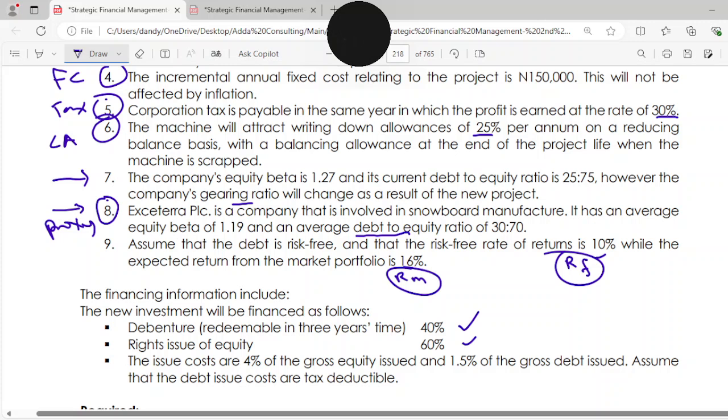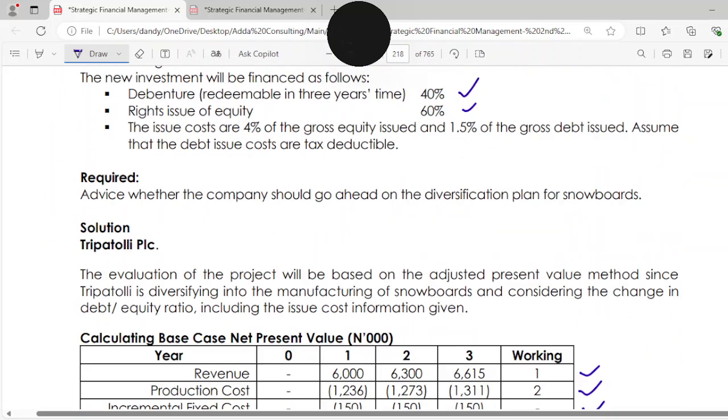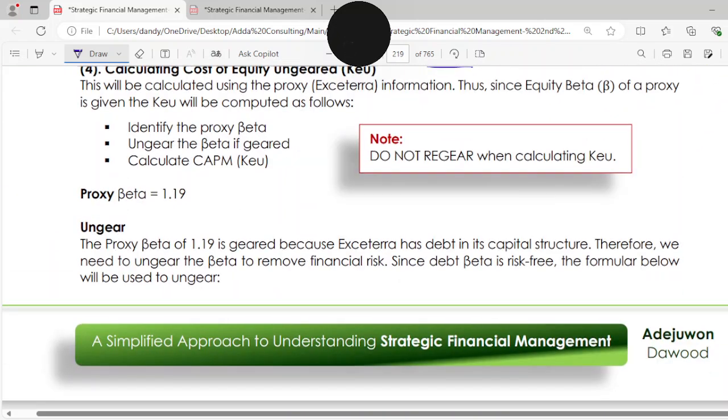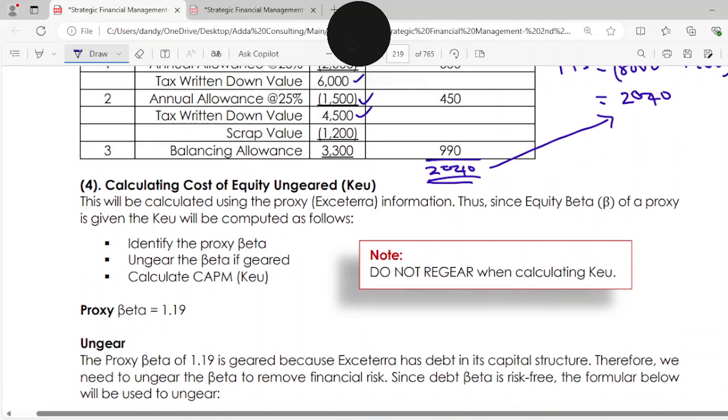You ungear, so you identify the beta, which is of course 1.19. You ungear it, then you calculate cost of equity ungeared. So let's go and do working for that. Okay, that will be working number 4. Calculating cost of equity ungeared. So this will be calculated using the proxy information. Thus, since equity beta of a proxy is given, the cost of equity ungeared will be computed as follows.